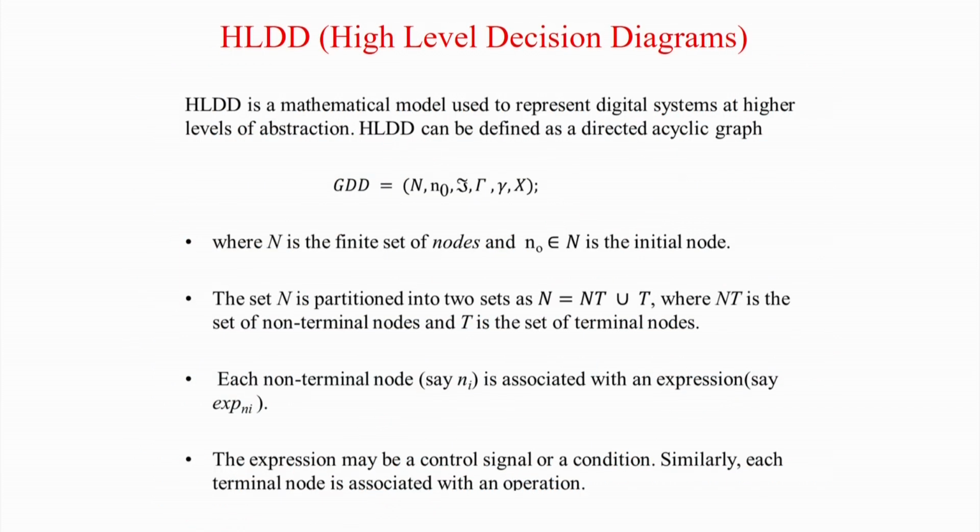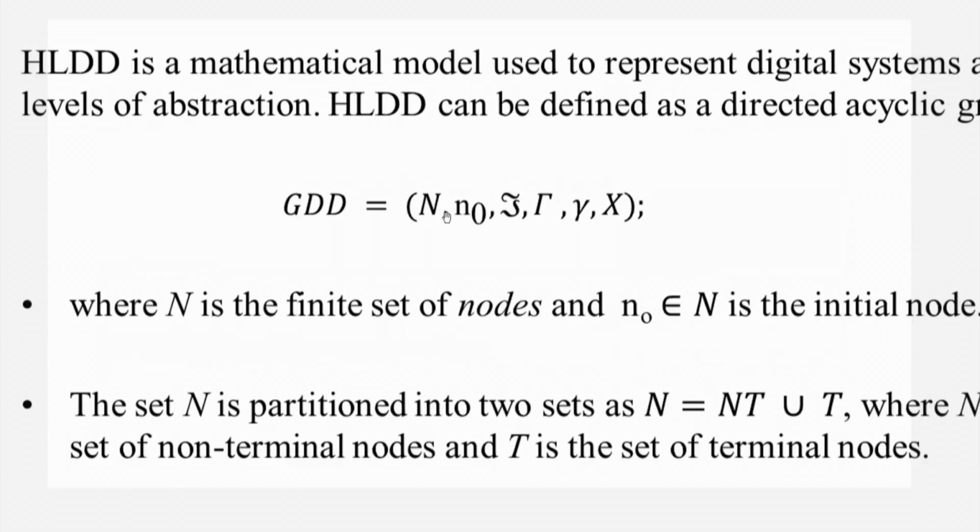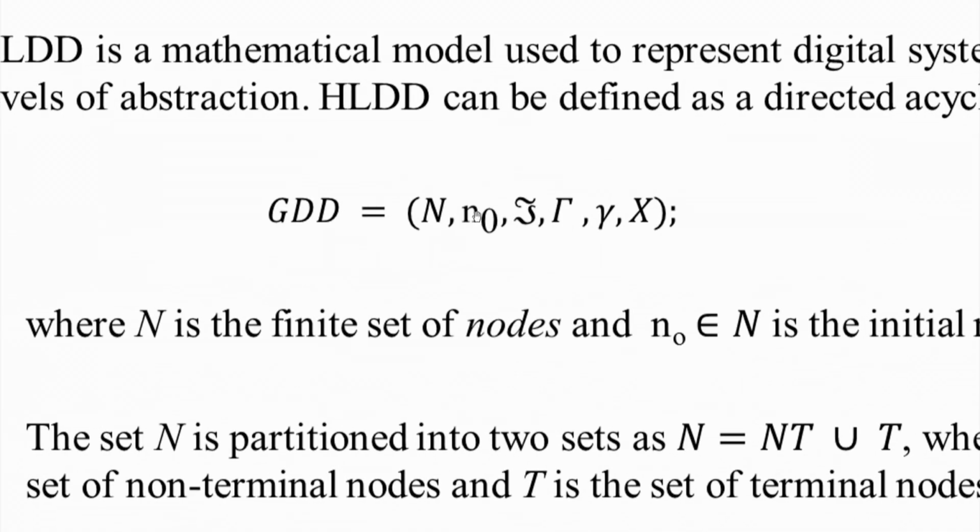I will go very quickly through the mathematical definition, because you can read it offline and understand what it means. Rather, I will focus more on examples. So what is a HLDD? It is represented by this formula, GDD. It has nodes, an initial node, some transitions, some functions within the nodes, and other elements like the output function. So it is a 6-tuple.